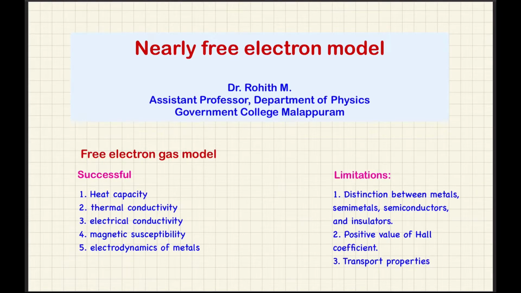Dear students, in this video we are going to look at the nearly free electron model for describing the properties of metals. In the previous lectures we have discussed the free electron gas model, and we have seen that the theory of free electron gas is successful in explaining the heat capacity, thermal conductivity, electrical conductivity, etc. But there are some limitations to this model, in the sense you cannot distinguish between metals, semi-metals, semiconductors and insulators using the free electron gas model.